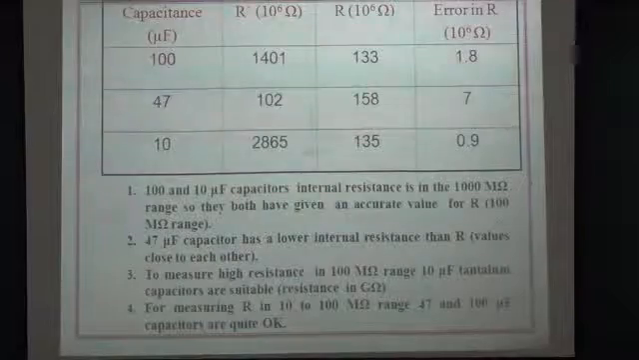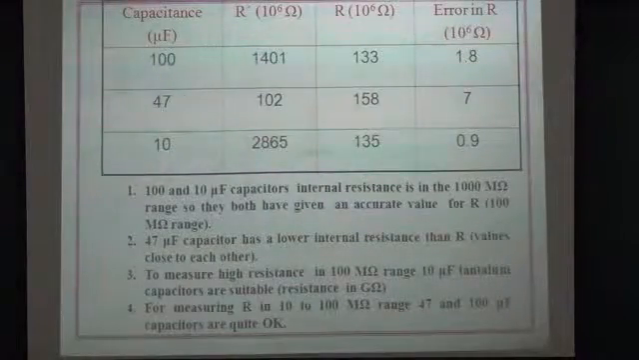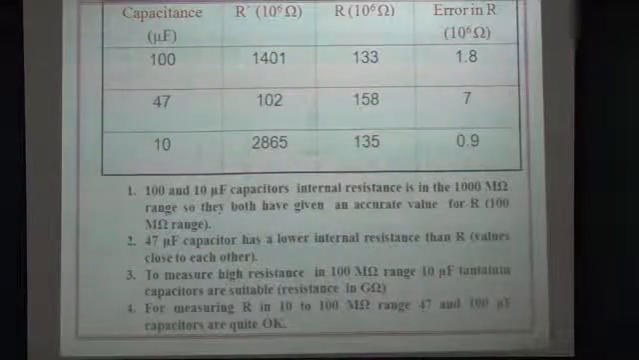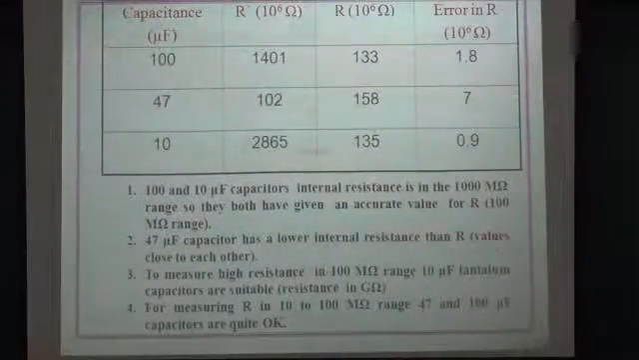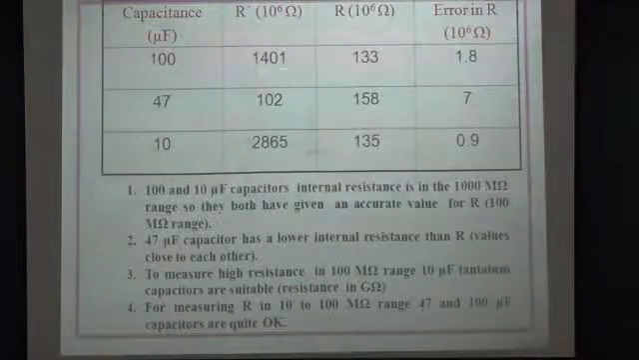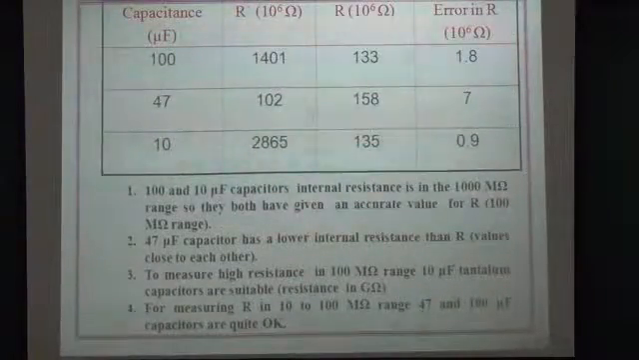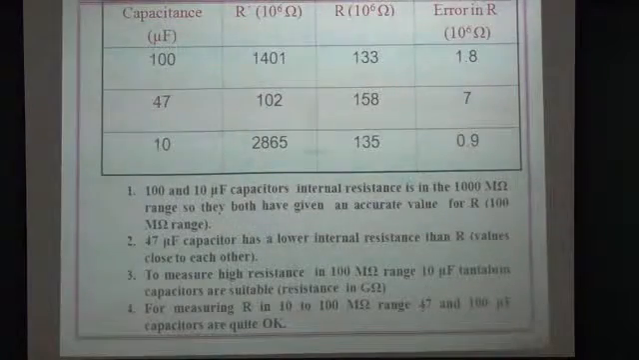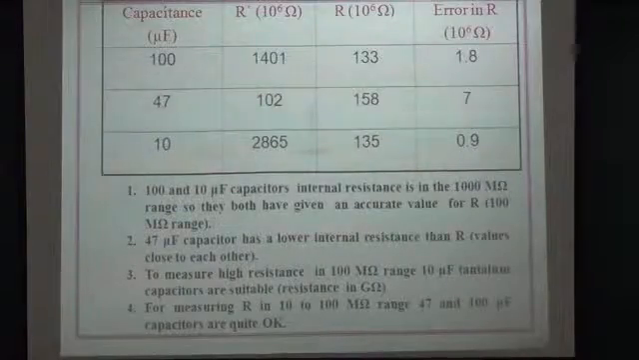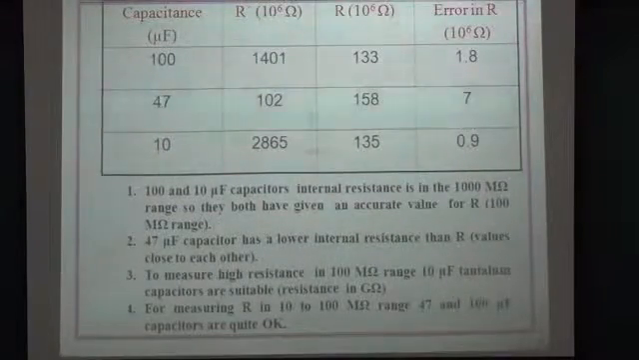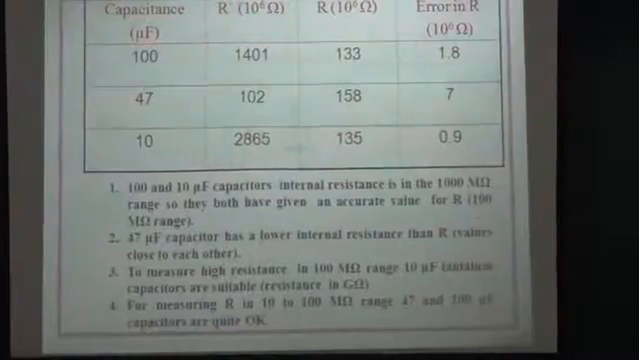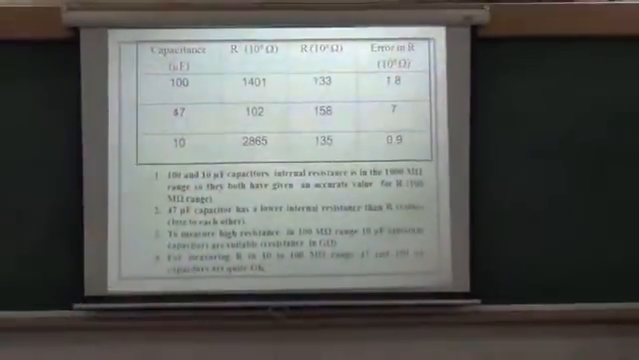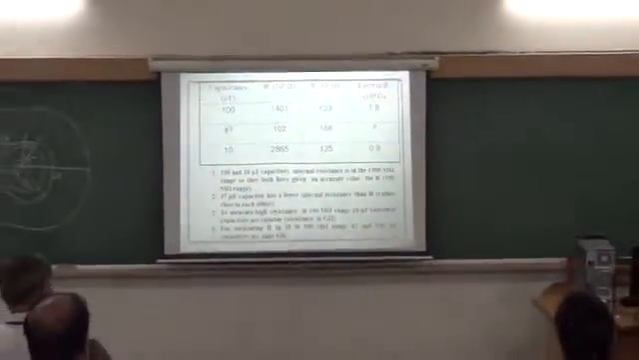Because the capacitor also has an internal resistance, you can compare the two. The value of R dash in the three cases is also different. Here it is 1401 into 10 to the power 6, that means this much mega ohm, 102 mega ohm, and this is 3000 mega ohm. So you have to do this experiment during the time when you attain the steady state. So that is all about these two experiments. Any question on this?